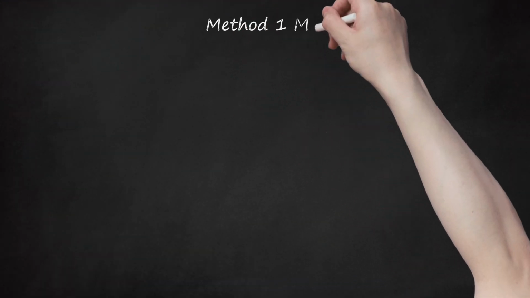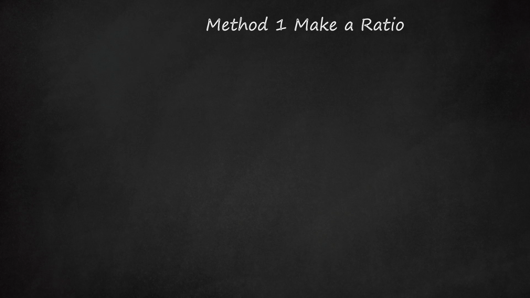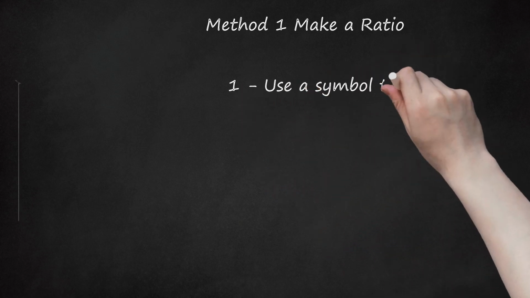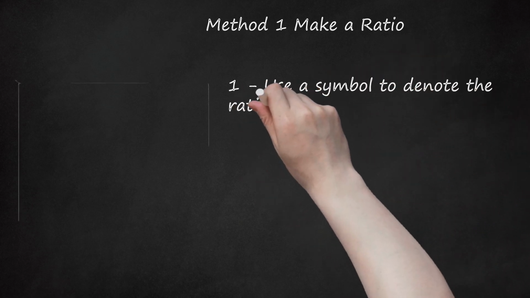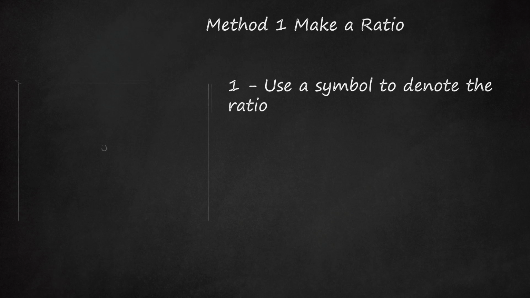Method 1. Make a ratio. 1. Use a symbol to denote the ratio. To indicate that you're using a ratio, you can use the division sign, a colon, or the word "to". For example, if you wanted to say, for every 5 men at the party, there are 3 women, then you could use any of the 3 symbols to state this.